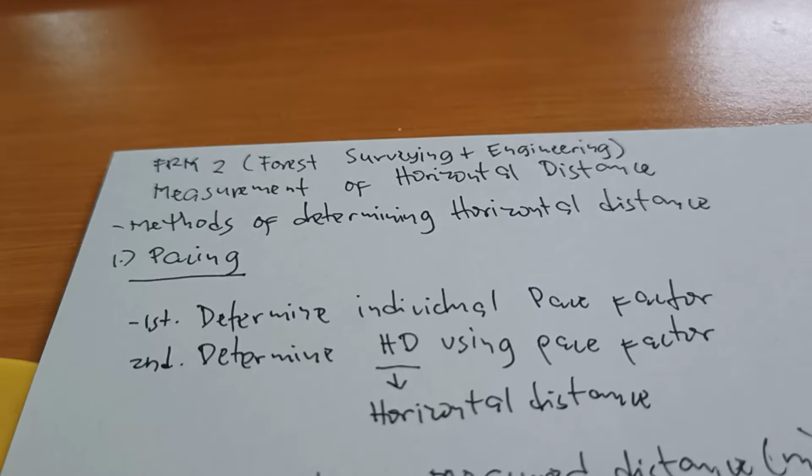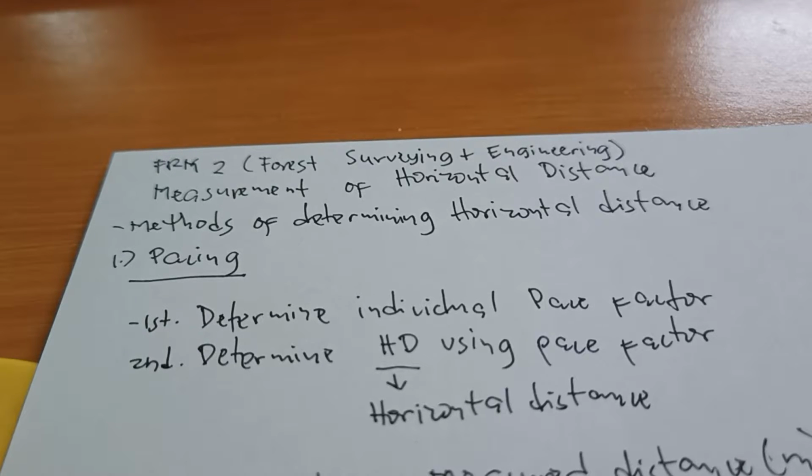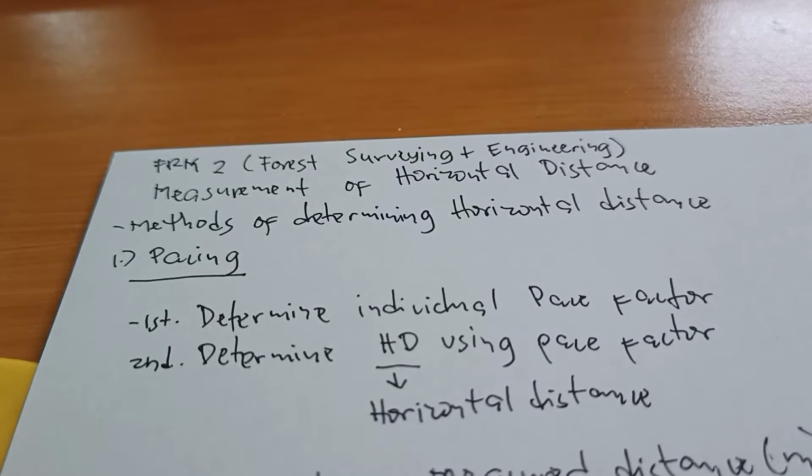So for this lecture video, we will be discussing the different methods in the measurement of horizontal distance. Now, one of the basic methods in determining horizontal distance is through pacing. So we discussed this. I already sent you a video tutorial in order for you to conduct your first lab exercise in relation to pacing. For this lecture video, I will be giving you examples and problem solving for the different problems in determining horizontal distance using pacing.